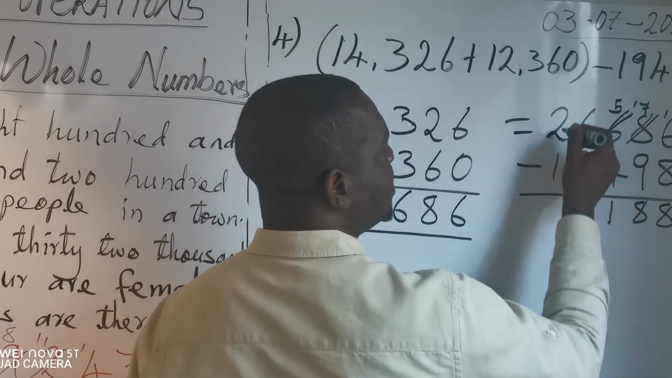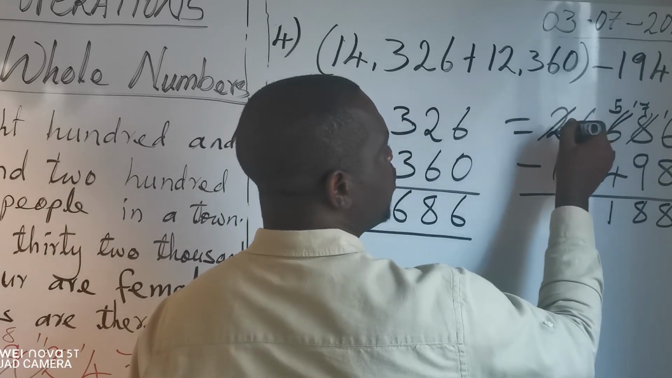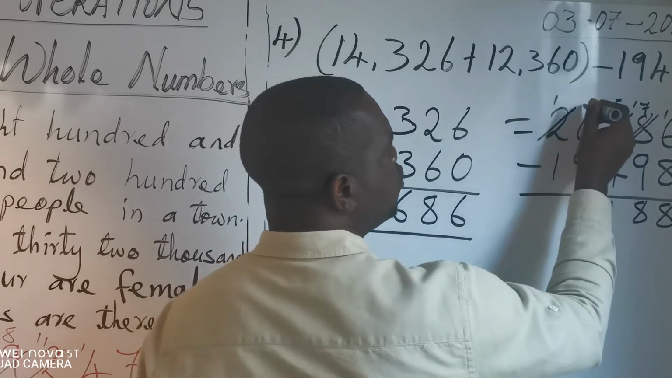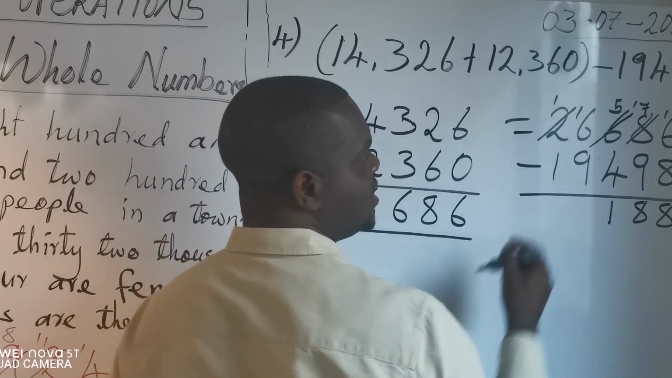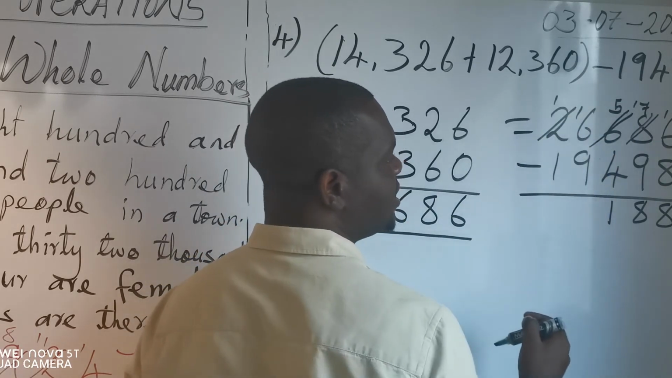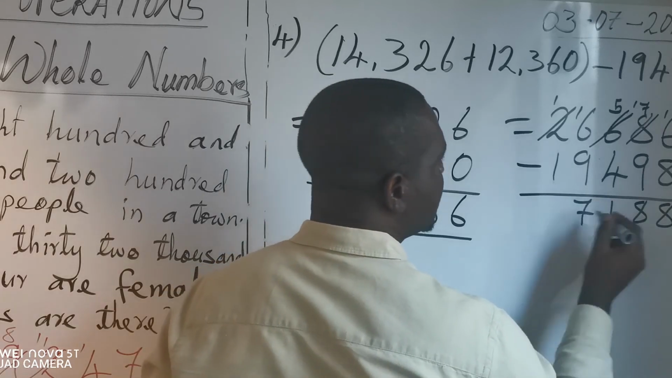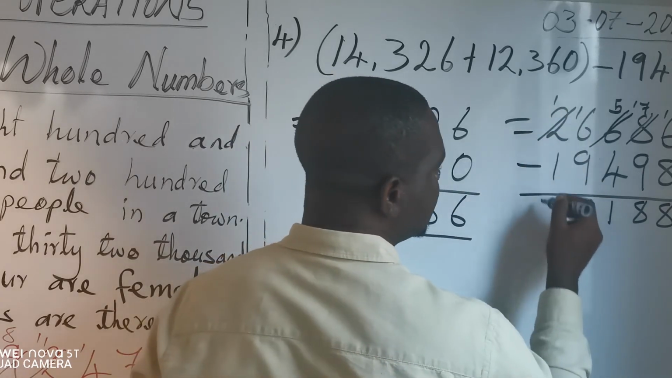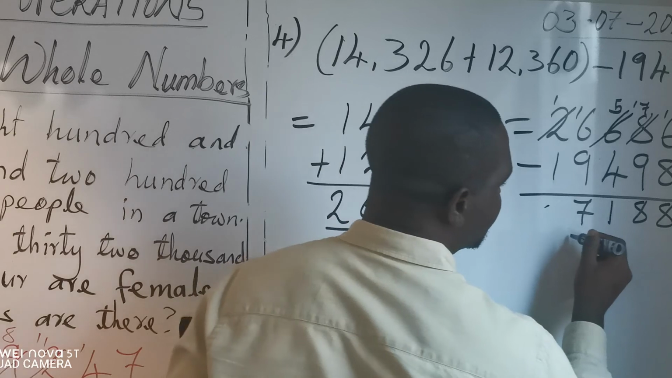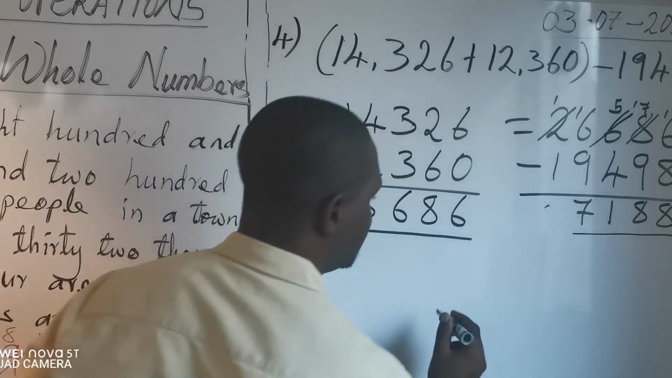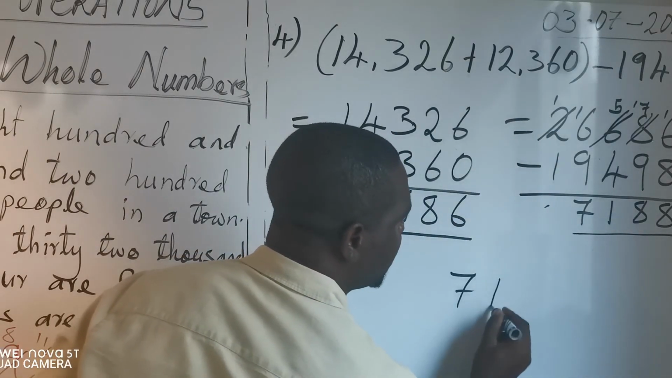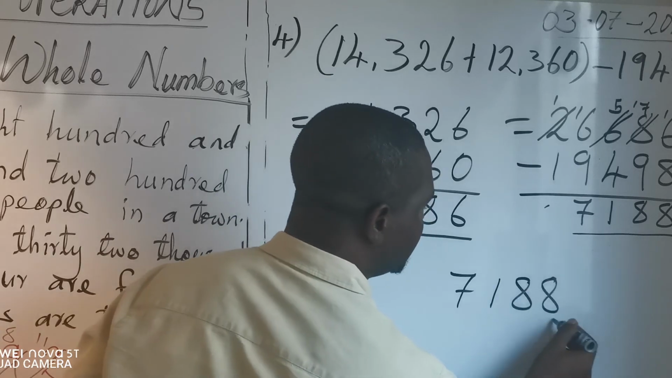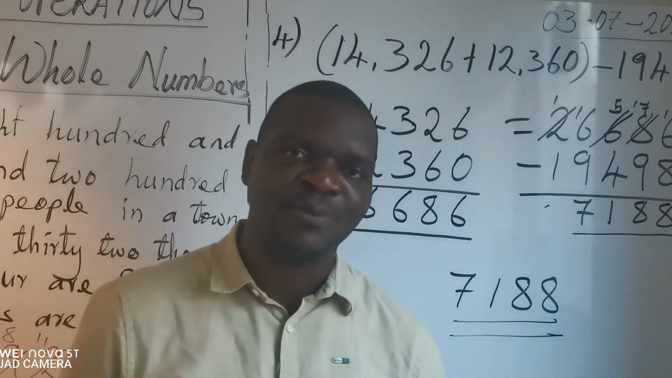6 take away 9, it cannot go. You're going to take 1 from 2, you'll be left with 1. You bring 1 to 6, it becomes 16. 16 take away 9 is going to give 7. And 1 take away 1 is 0. So the answer is 7,188.